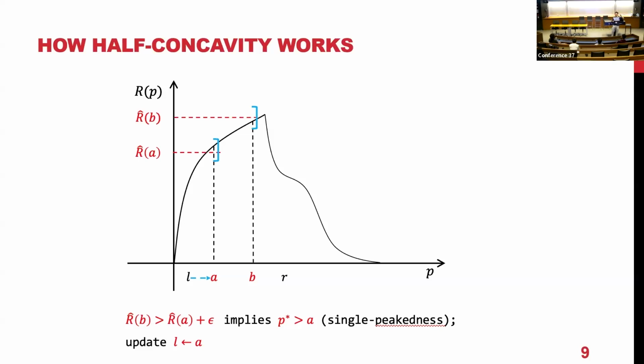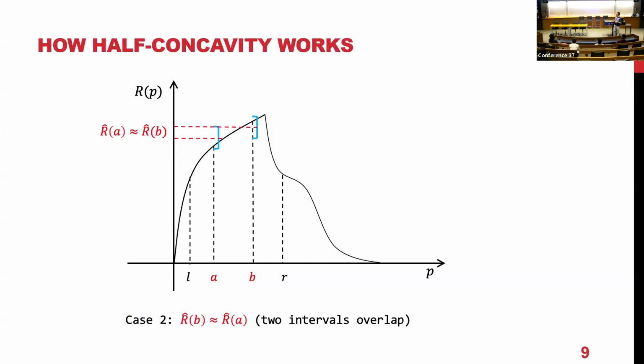So we can update the value of L to A. So this is the first case. The second case is that the values of R hat A and R hat B are roughly similar, which means that the 2 confidence intervals overlap.